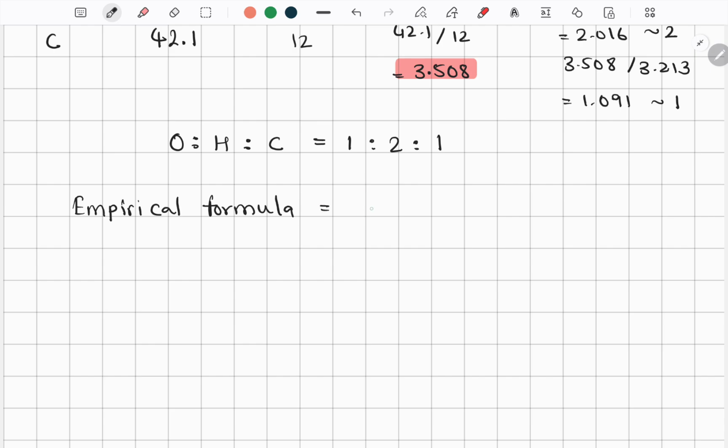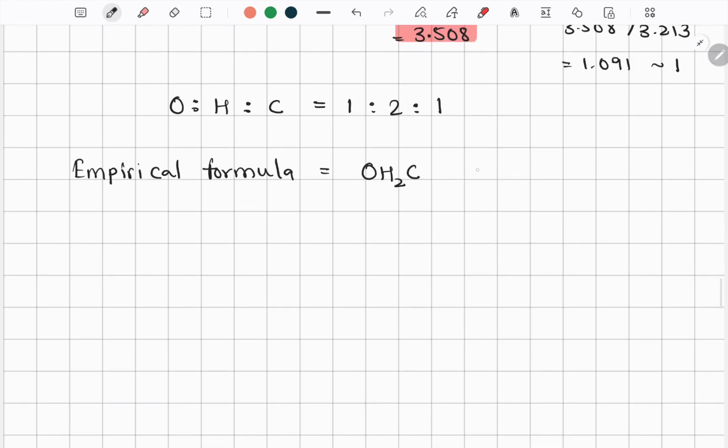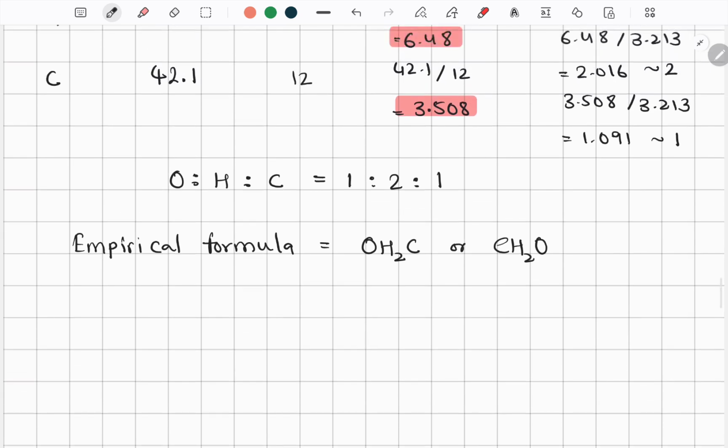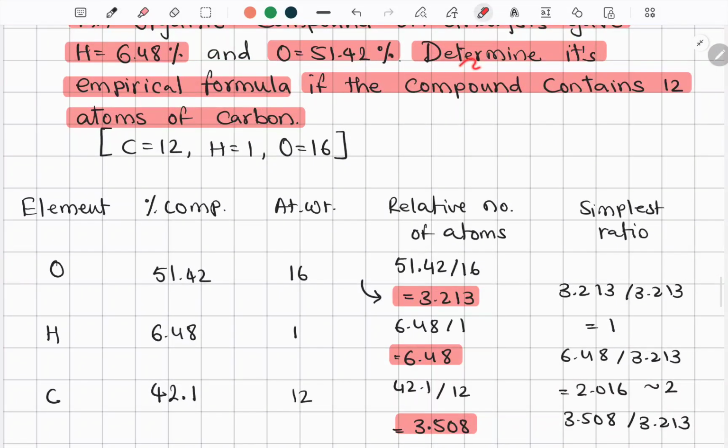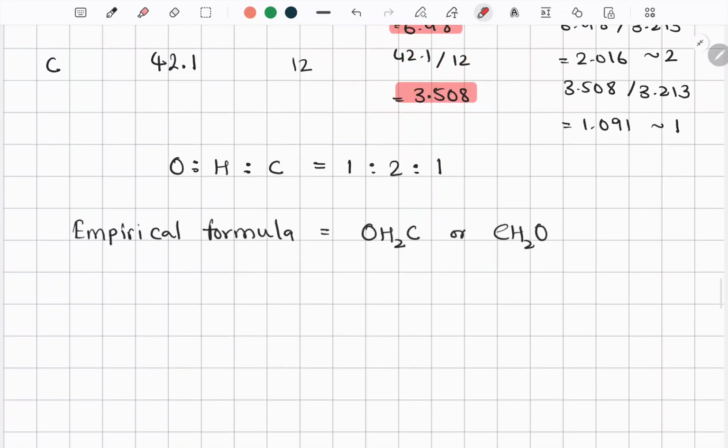That means our empirical formula is OH2C, or you can write it as CH2O. Perfect. Now comes the main part. In this question it was also said to determine the empirical formula if the compound contains 12 atoms of carbon. If it contains one atom of carbon, then our empirical formula is CH2O. Then they are asking, what if it has 12 atoms of carbon?